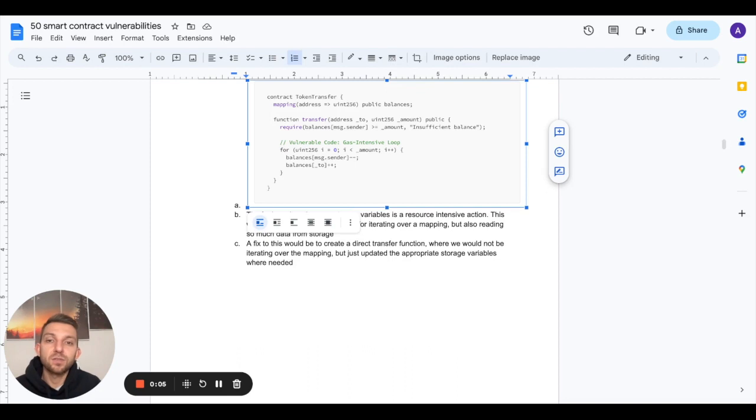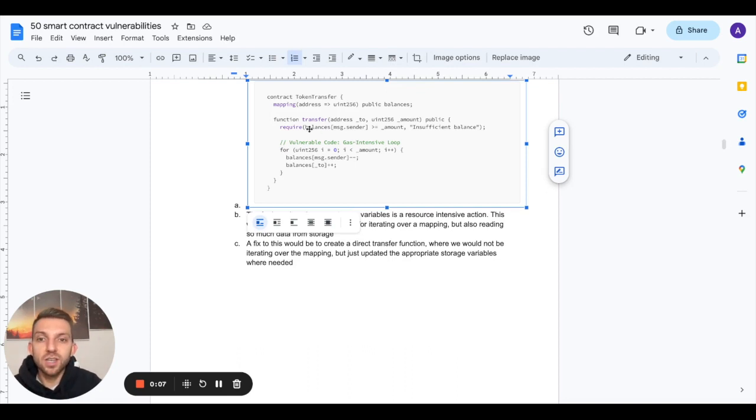The gas limiting vulnerability happens when contracts are written intentionally to consume a lot of gas and cause network congestion. This typically stems from for loops going over repetitive code multiple times, ultimately just trying to consume as much gas as possible and trying to slow the network up as much as possible. Gas limiting vulnerability typically happens from for loops.